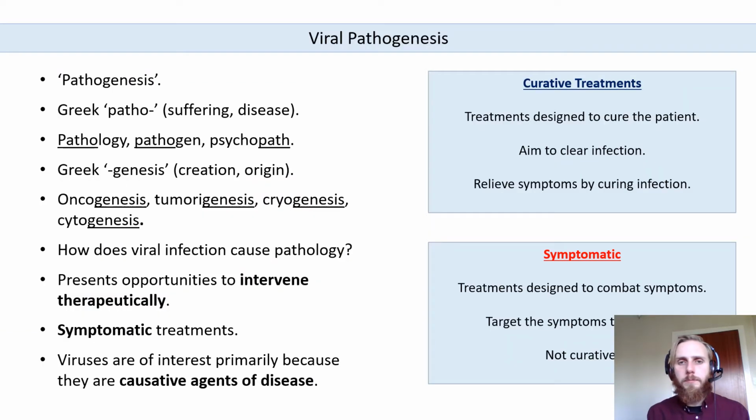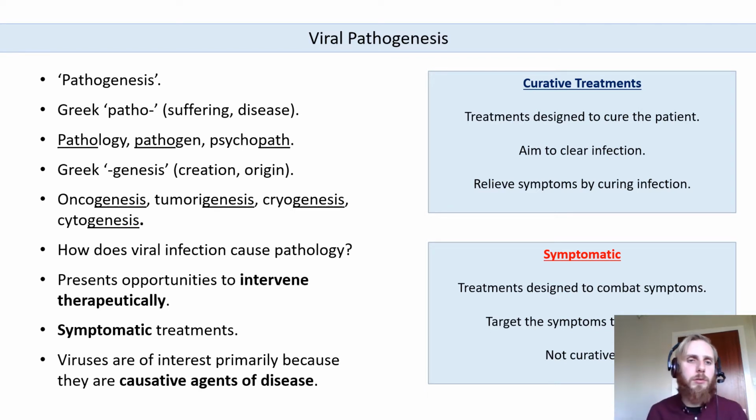Okay, so first off, viral pathogenesis. Pathogenesis means the ability to cause disease and the way disease is caused. So if we're thinking about the pathogenesis of a particular virus, we're thinking about how that particular virus causes disease. Pathos means suffering, and it tends to mean disease when we're using it as a medical term. Genesis means the origin of something.